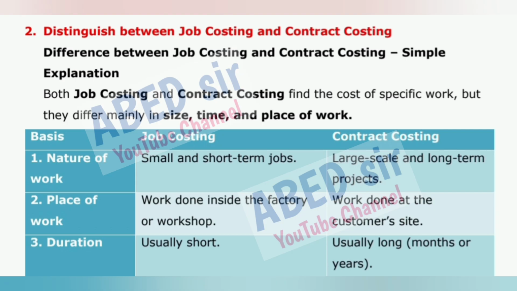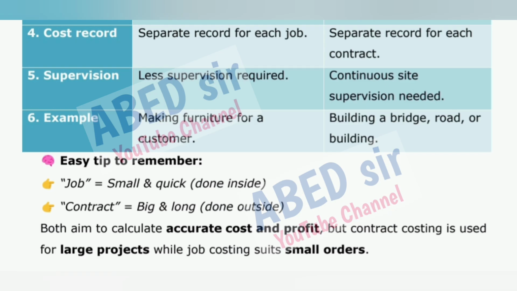1. Nature of work: small and short-term jobs; large-scale and long-term projects. 2. Place of work: work done inside the factory or workshop; work done at the customer's site. 3. Duration: usually short; usually long, months or years. 4. Cost record: separate record for each job; separate record for each contract.